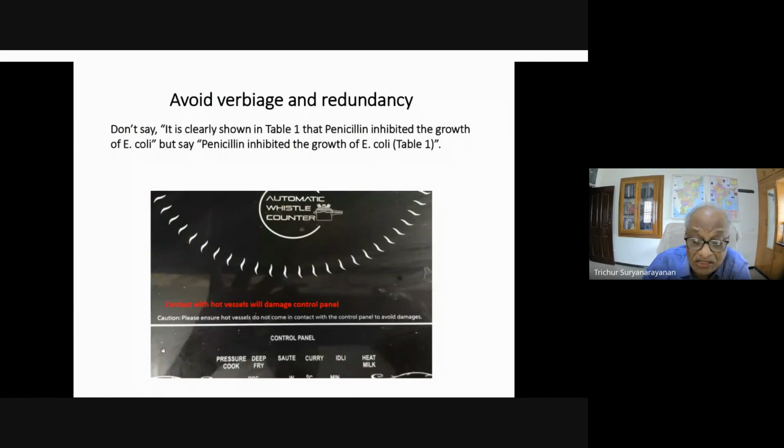So I have this hot plate, or whatever you call it. You see the caution that they have written: "Caution: please ensure hot vessels do not come in contact with the control panel to avoid damages." If I were that fellow, I would write this statement: "Contact with hot vessels will damage control panel."